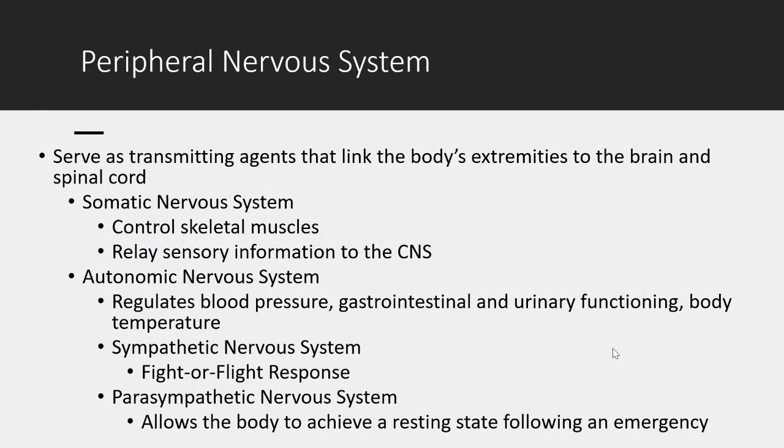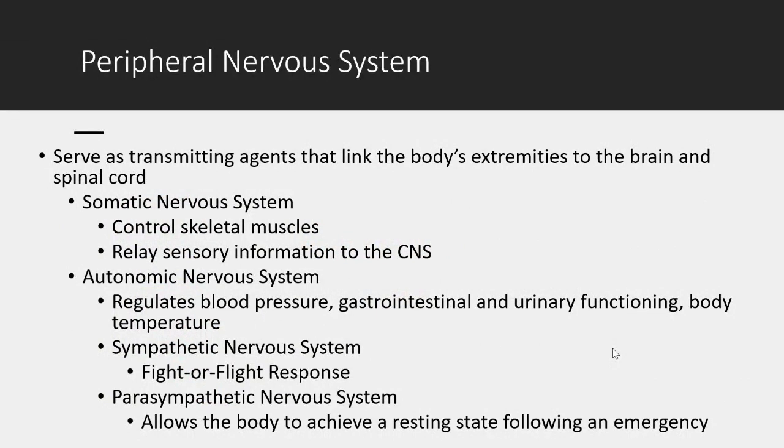The peripheral nervous system is the transmitting agent that links our body's extremities to our brain and spinal cord. We have the somatic nervous system, which controls our skeletal muscles and relays sensory information to our central nervous system. Our autonomic nervous system regulates our blood pressure, gastrointestinal, urinary functions, and body temperature. So these are automatic body functions.